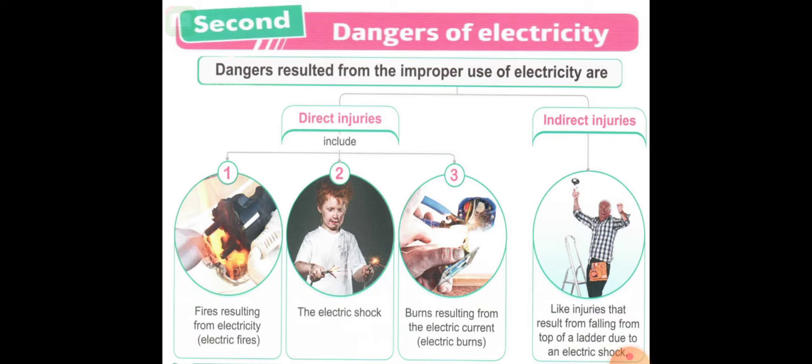injuries include number 1, fires resulting from electricity, which are called electric fires. Number 2, the electric shock. Number 3, burns resulting from the electric current, which are called electric burns. And the indirect injuries are like injuries that result from falling from the top of a ladder due to an electric shock. Now we will talk about the direct dangers resulting from electricity in detail.